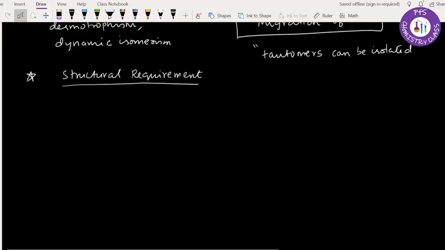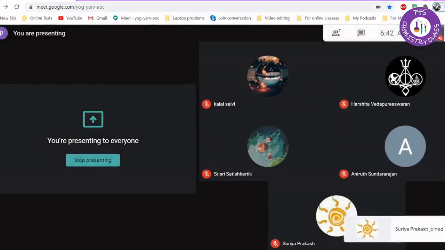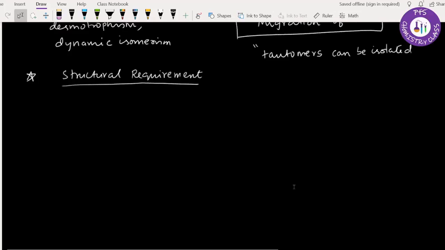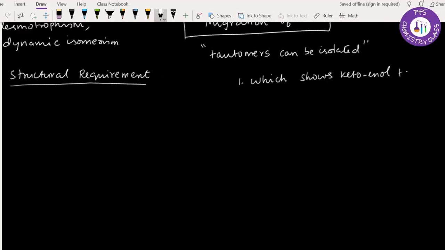They may give you a list of compounds. The only question that you will get in this one or two types of question is which of the following. The first question is which of the following shows keto-enol tautomerism? This is mainly a question that comes in JEE. Which of the following shows keto-enol tautomerism, one question will come.